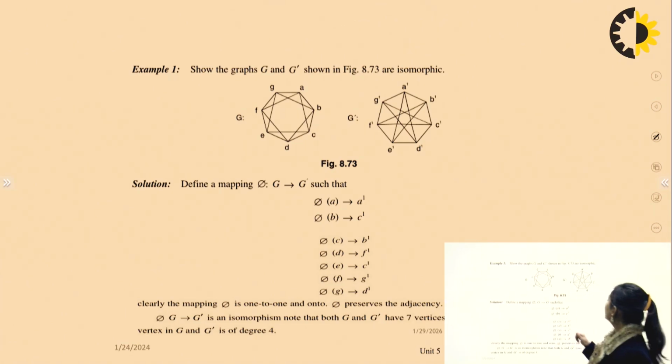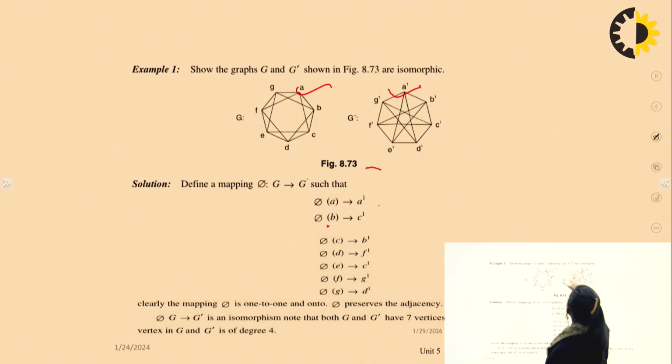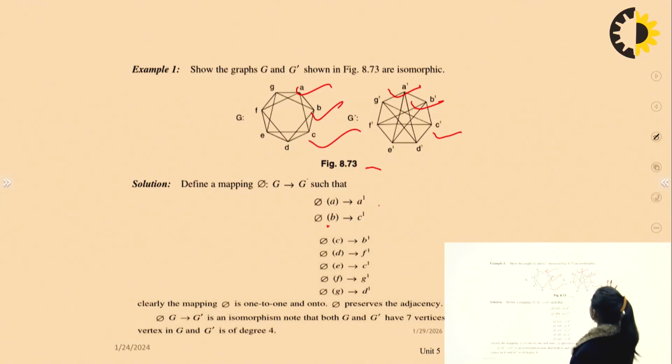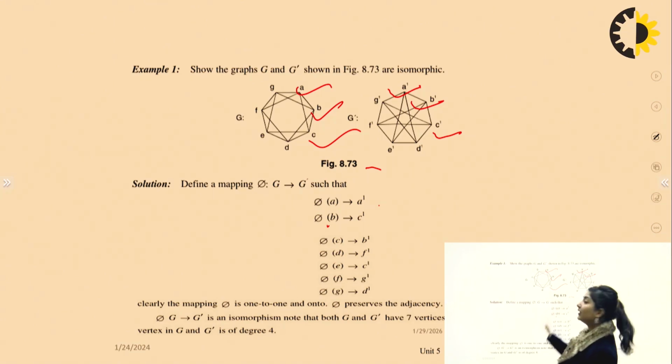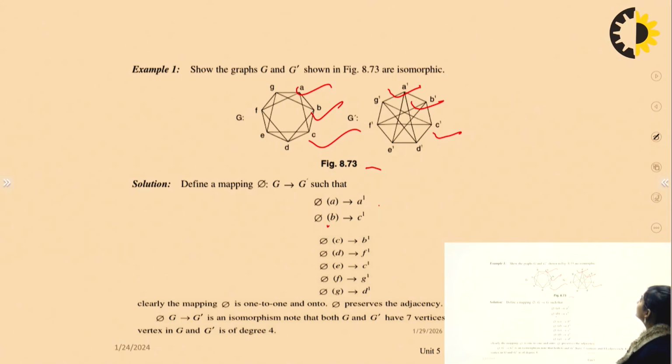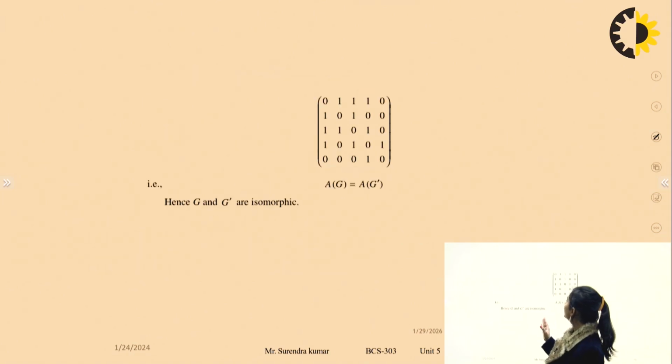So, let's understand with the help of an example right here. So, you can see here for this phi of A, there is A1, phi of B, there is C1, right? For A, we have A1, for B, we have B1, for C, we have C1. So, correspondingly, we have the vertices. Clearly, the mapping is 1 to 1 and onto. This preserves the adjacency, and we can see here G star is an isomorphic. Note that both G and G star have 7 vertices and 14 edges each. Every vertex is of degree 4, so it's absolutely mapped. That's why we can say here that these are isomorphic. Similarly, here every vertex can be mapped accordingly.